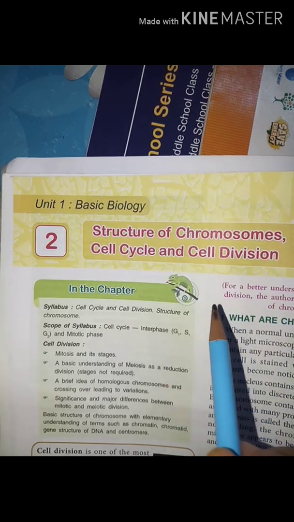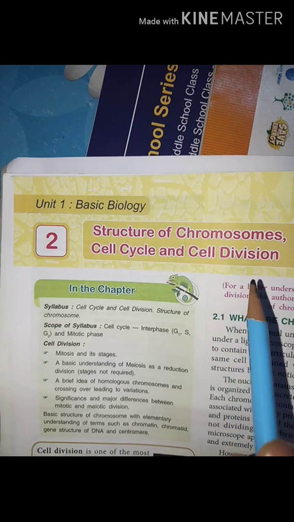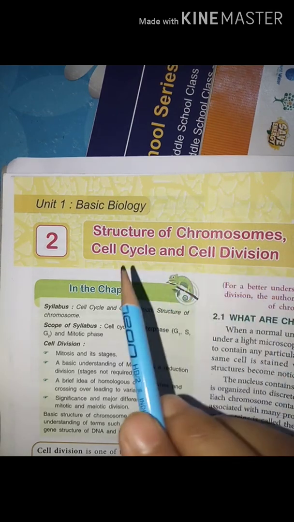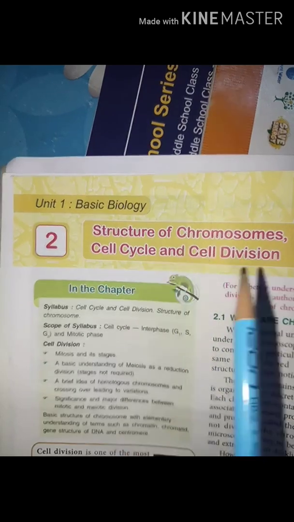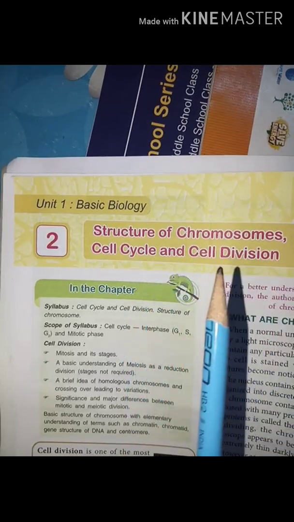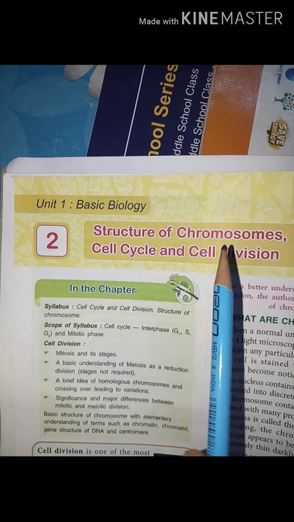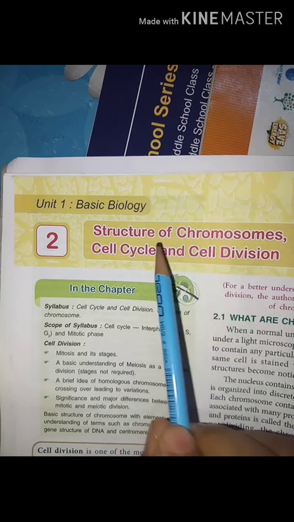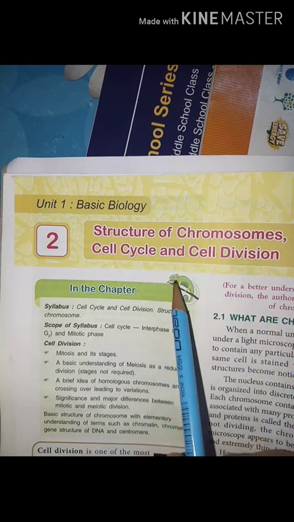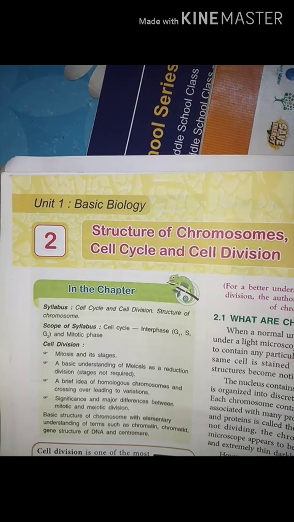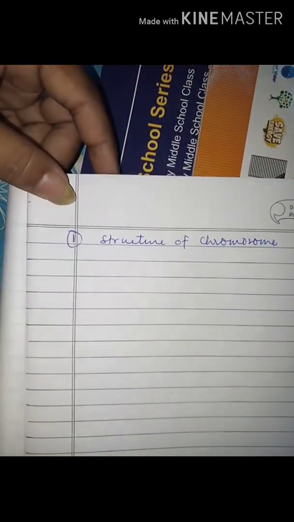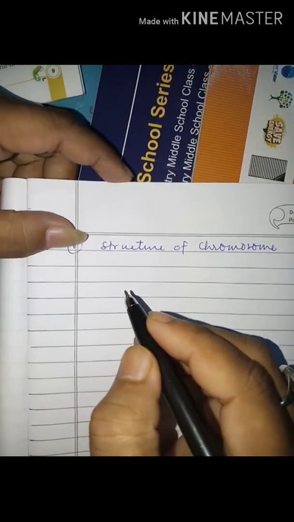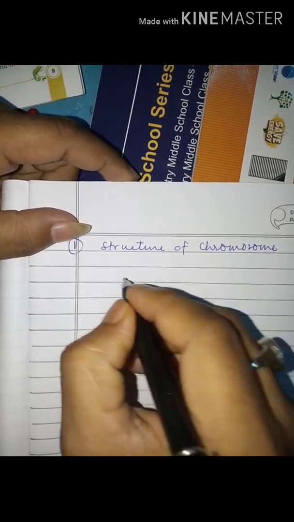When we start our revision, we must discuss the heading. In this chapter there are three main contents: chromosome structure, cell cycle and cell division. So, structure of chromosome. First of all, we will define chromosomes.